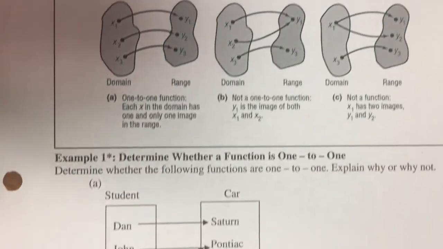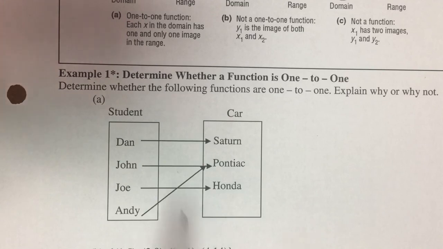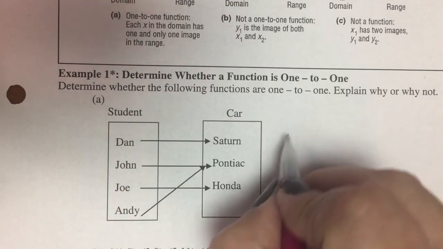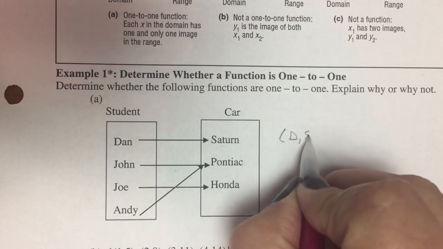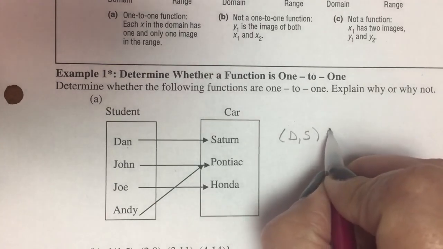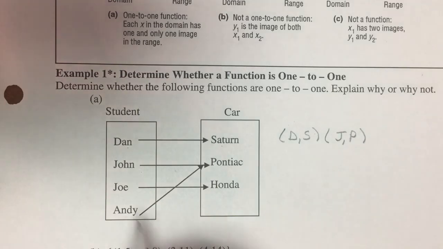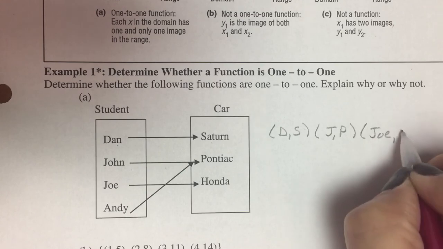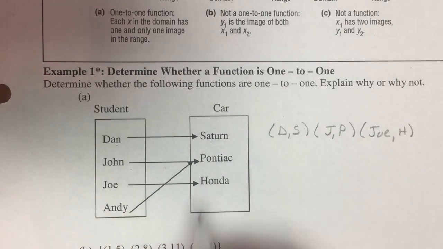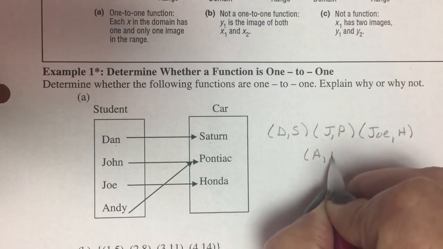So what I like to do is I kind of like to look at it as ordered pairs. If we look at example 1, the question is, does this represent a one-to-one function? Well, if I write it as ordered pairs, Dan is paired with Saturn, so that's going to be DS. John goes with Pontiac, we'll go JP. Joe goes with Honda, oh shoot, we better go Joe H. And Andy goes with Pontiac.